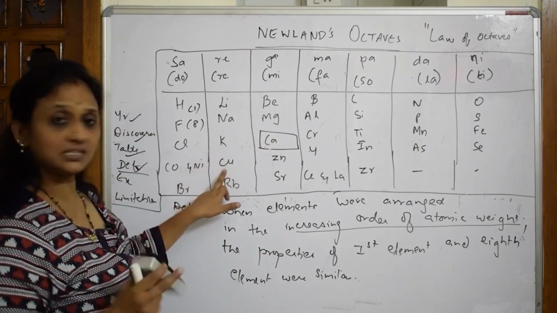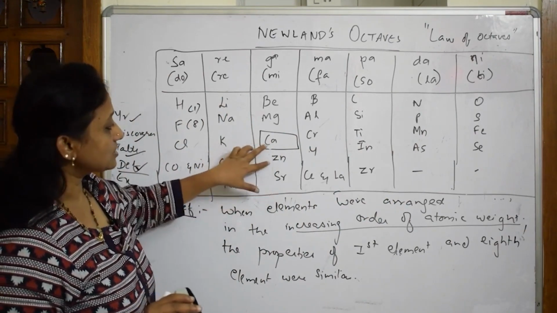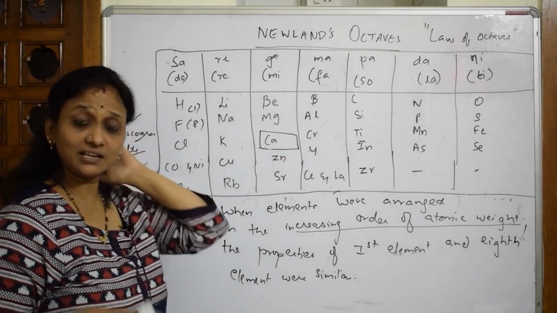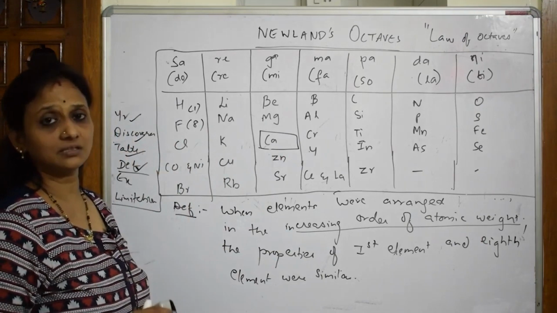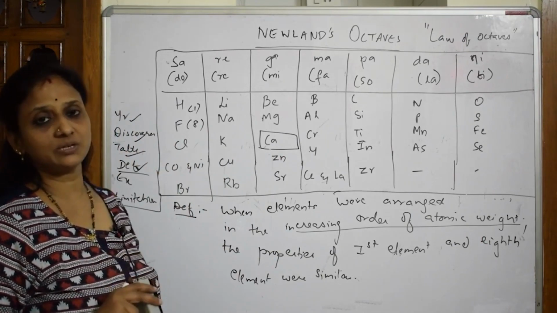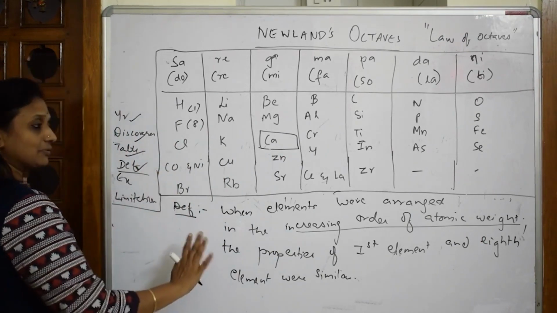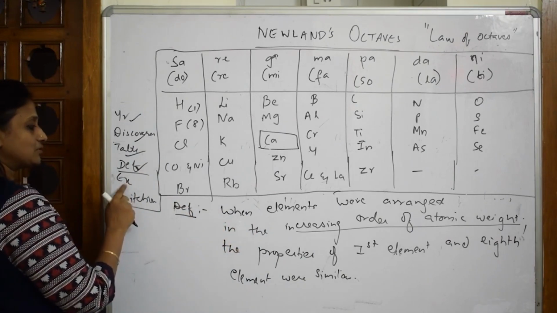Again, the property of this and this was not similar. These two properties are not similar, not similar, not similar. Like that, his law was applicable only till calcium, atomic number 20 and mass number 40. Right? So first I'll write the definition, then I'll come to the examples.